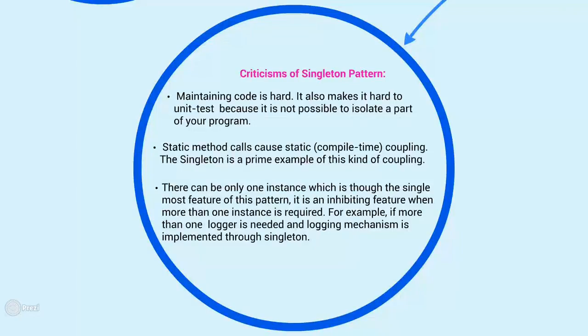The singleton is the prime example of this kind of coupling. There can only be one instance, which is the single most defining feature of this pattern, but it's an inhibiting feature when more than one instance is required. For example, if more than one logger is needed and the logger mechanism is implemented through a singleton.